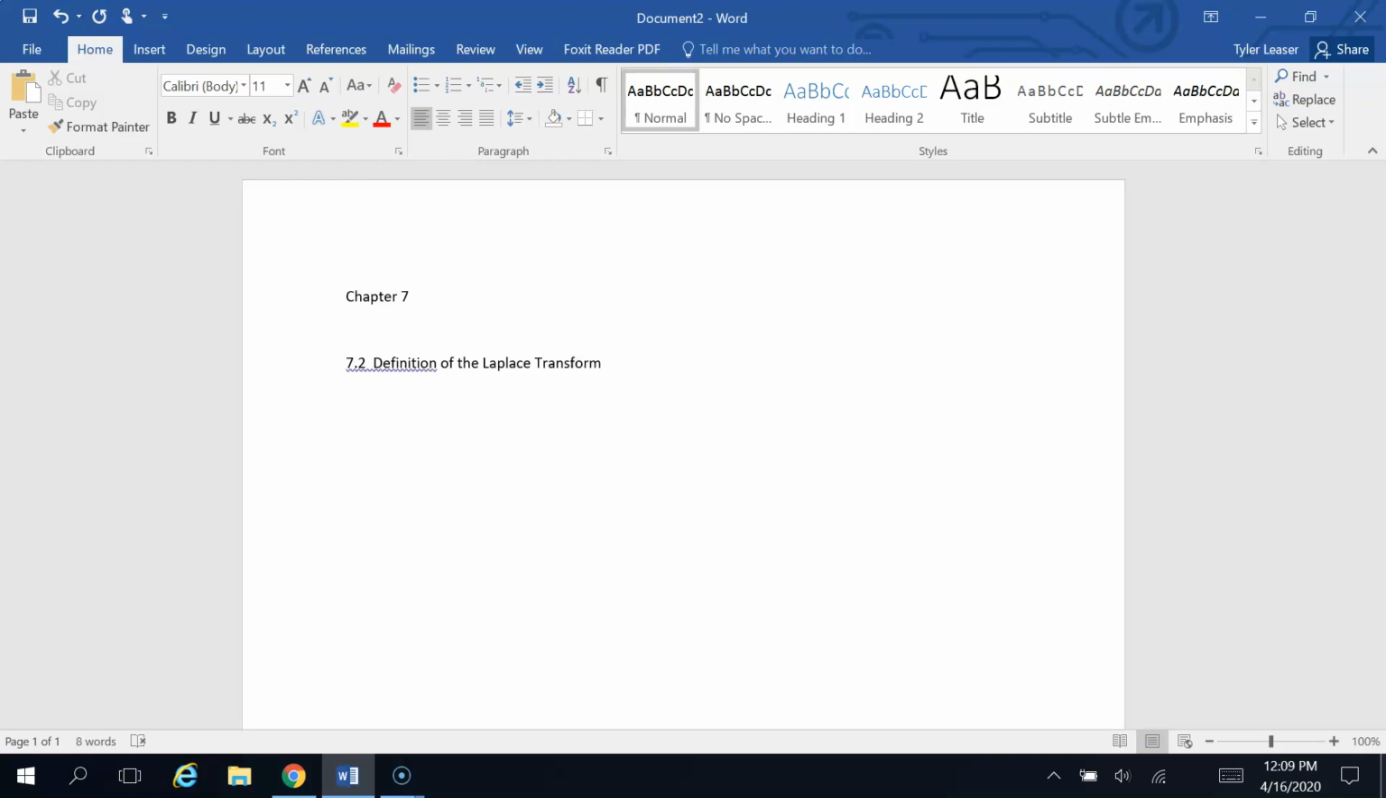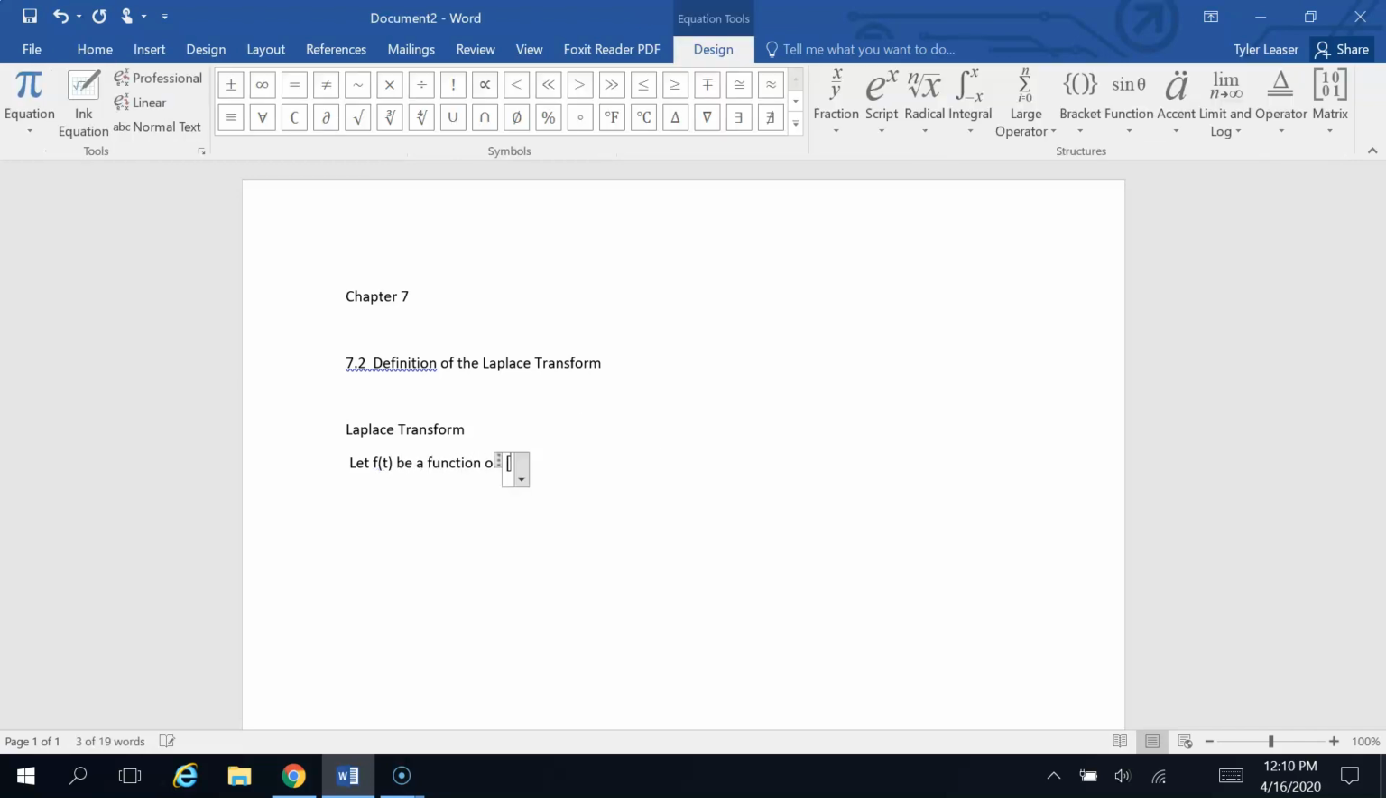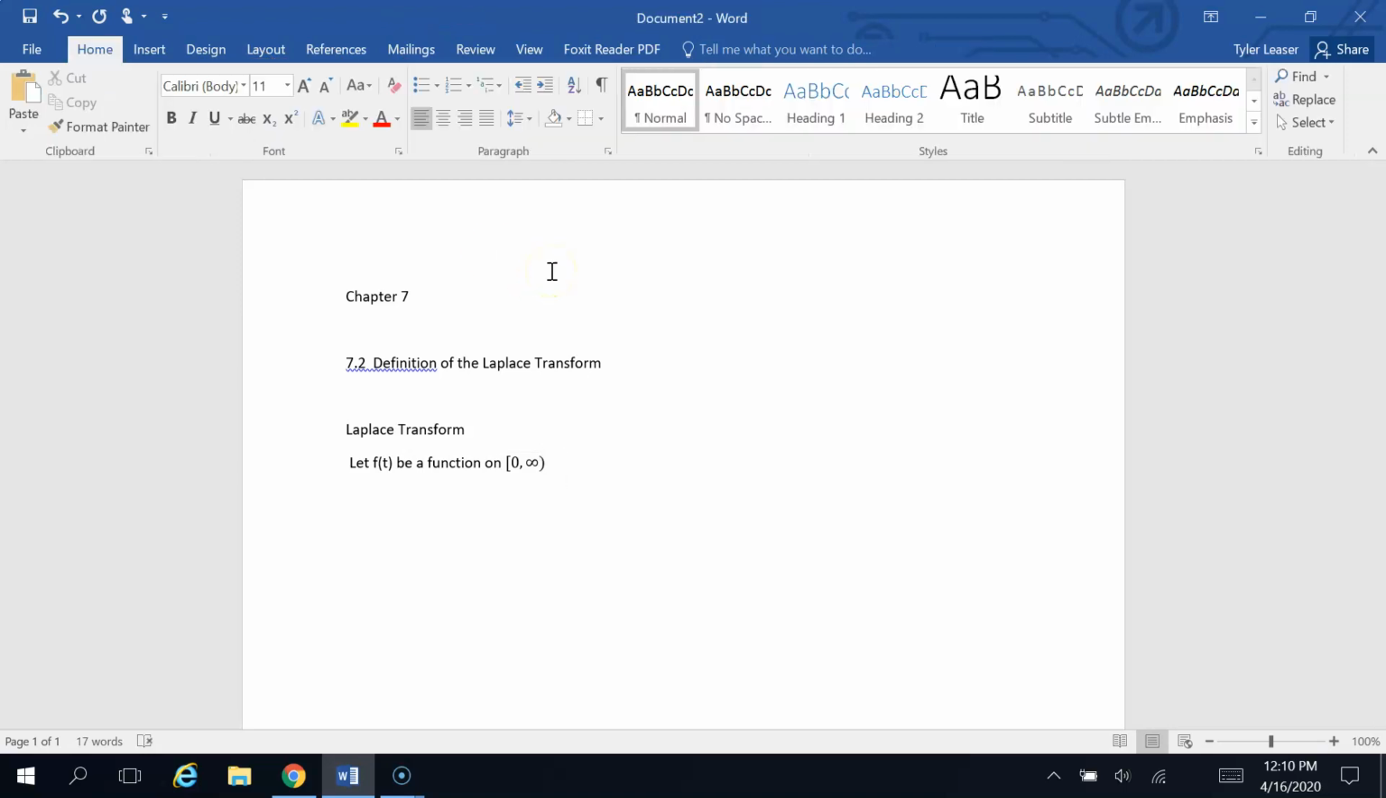Okay, so this first section here in particular is just going to be a lot of definitions and theories about what the Laplace transform is and how we're going to use it. So let's just jump right in. With the definition here, let little f of t be a function on the interval from 0 to infinity. So it is important that we're only looking at the positive real number line here.